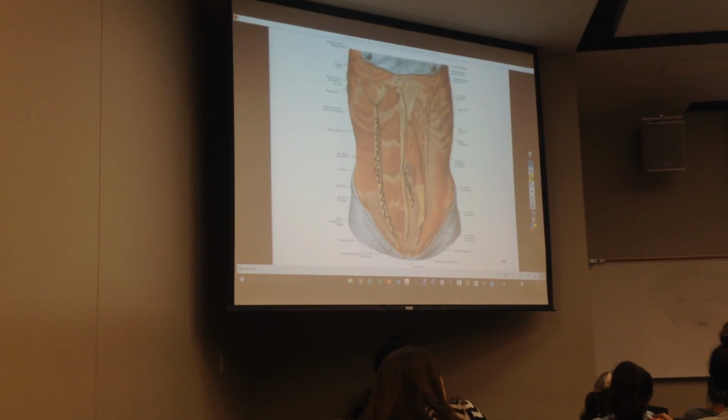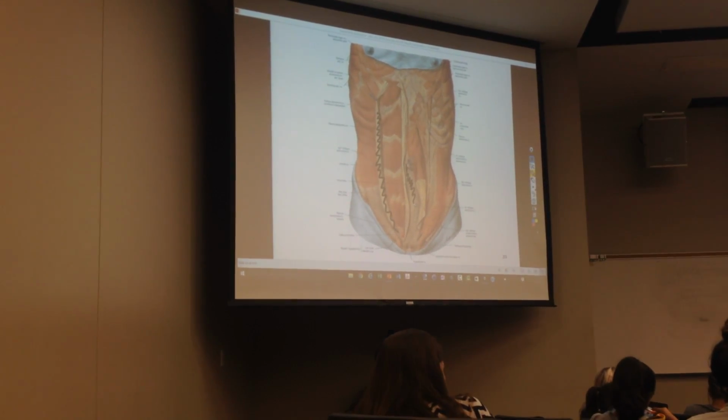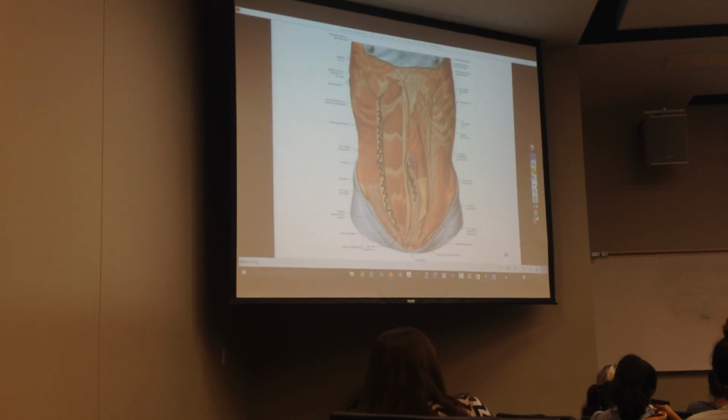Now, if this is the anterior view, if you were to actually take that body wall and you flipped it over.